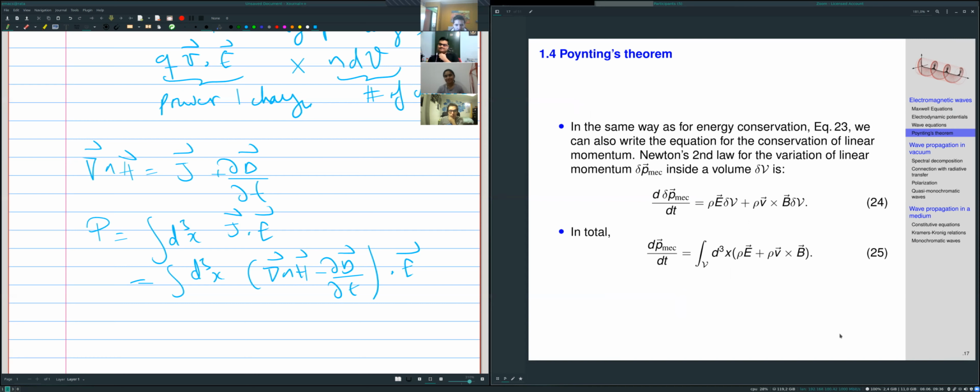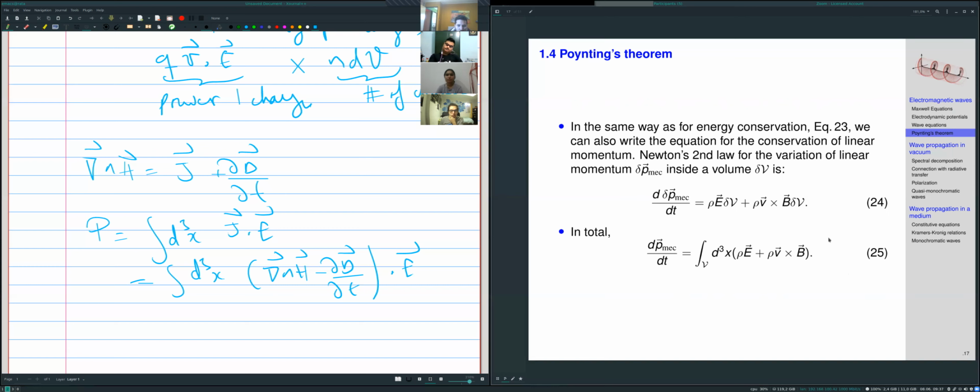Then, in the same way as for the energy conservation, we just saw that the power exerted on the charges can be connected to the fields through the definition of this term U, which would be the energy density, and S, which is going to be the flux of electromagnetic energy, or the Poynting vector.